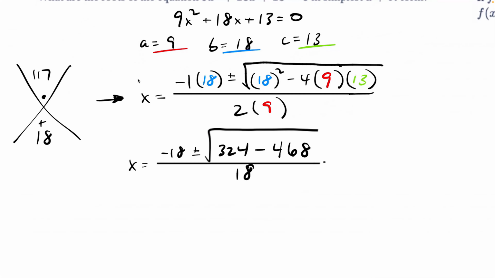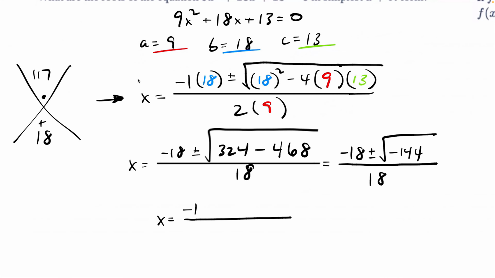Okay, multiplication's done. Now subtraction. -18 plus or minus. When you subtract 324 minus 468, you get a negative number, -144. So multiplication first, subtraction second, and then do the root. What is the square root of -144? 12i, yeah. 12i, because it has a negative, it's got to have an i. If it was positive 144, it would just be regular 12.